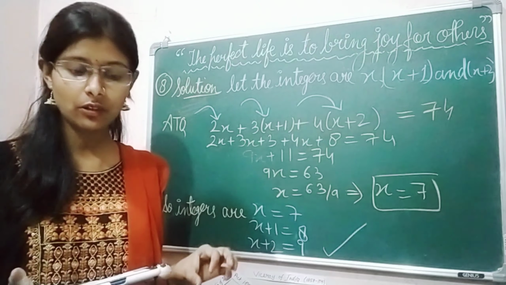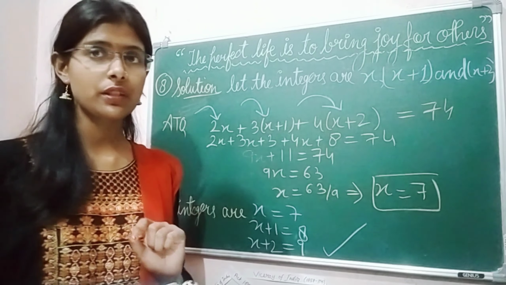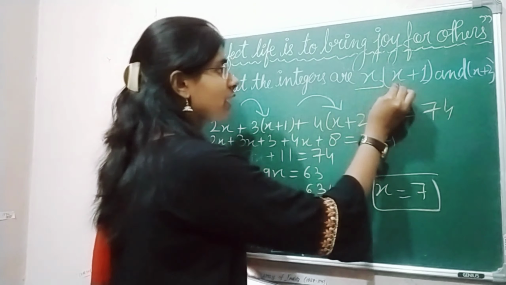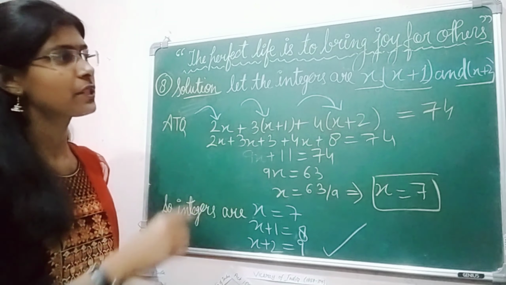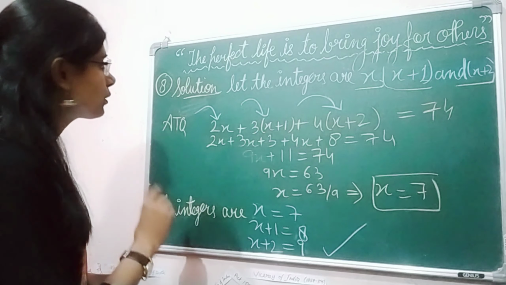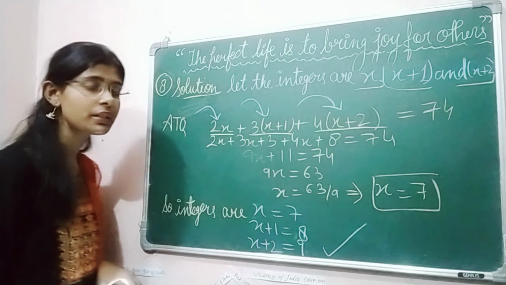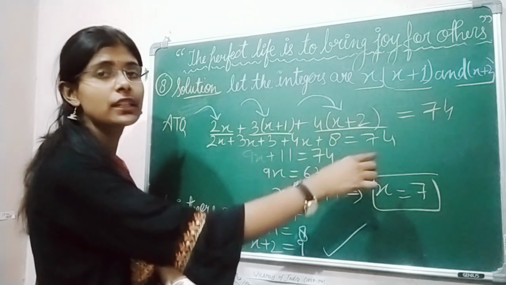Let's see the question number 8, which is 3 consecutive integers are such that when they are taken in ascending order and multiplied by 2, 3 and 4, respectively, they add up to 74. So because they are consecutive integers, we have taken x, x plus 1 and x plus 2. Do not take 2x, 3x plus 1 and 4x plus 2. Why? Because you need to multiply these integers as per the question by these numbers, and you will get 2x plus 3x plus 3 plus 4x plus 8 is equal to 74.